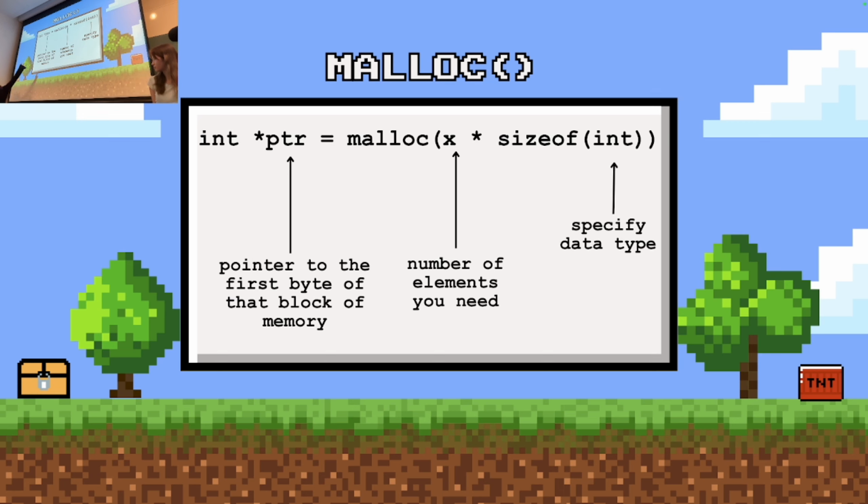And then we have the malloc function, and then a bit of simple math. We have x as the number of elements you want to assign memory for, and then you have sizeof int, which is the specific data type. So if we want to reserve memory for, say, 4 integers, we'd have 4 as x, times sizeof int.